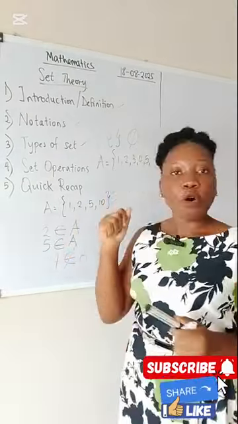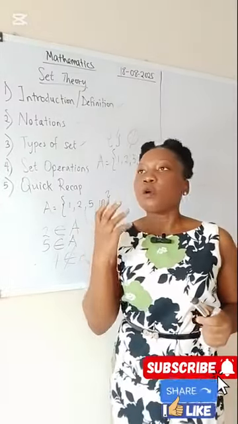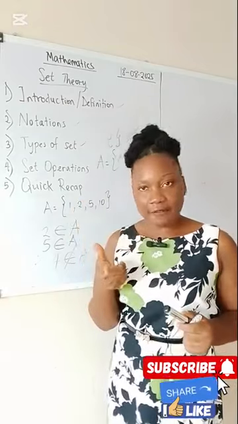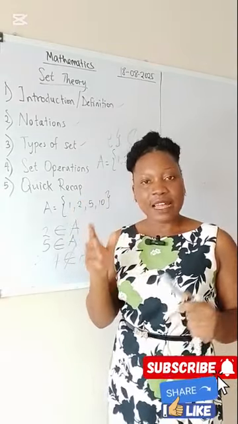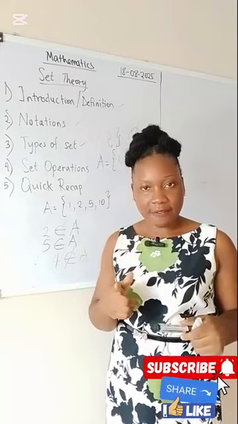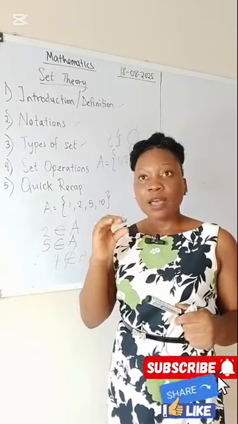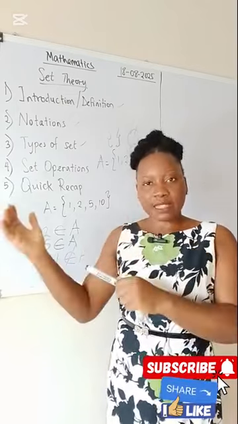So the set of all whole numbers is infinite, the set of all integers is infinite, the set of all rational numbers is infinite. Any set that cannot be counted is infinite. Another one we're talking about is subsets. A subset is a set that is contained in a larger set.